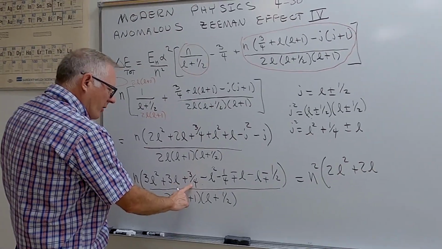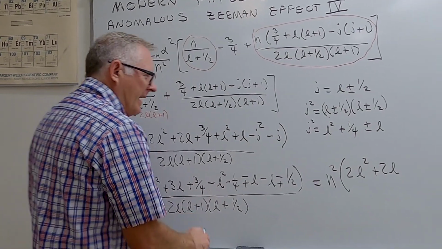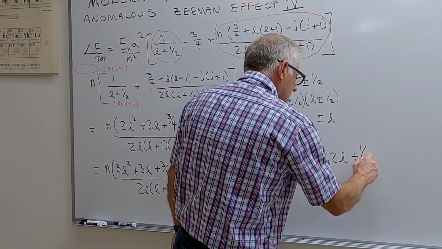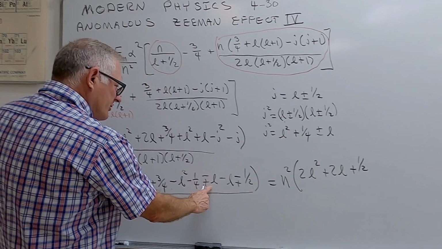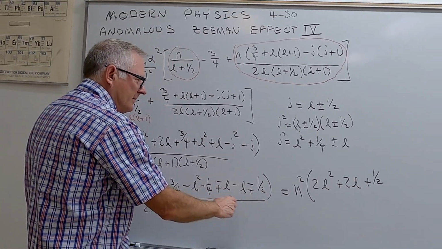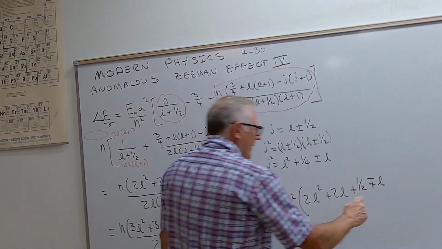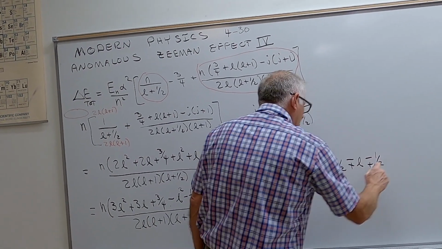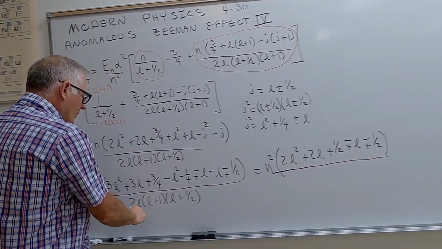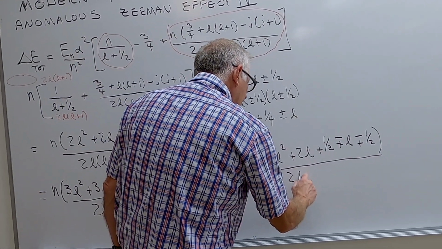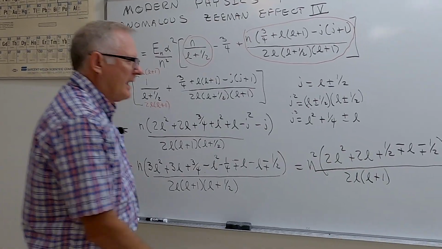Okay, we've got a 3/4 minus a 1/4. That's 1/2 plus 1/2. Okay, and the only two terms we've got left are this one and that one. So we've got minus plus L. And we also have minus plus a half. And we still have on the denominator the same thing: 2L times L plus 1 times L plus a half.